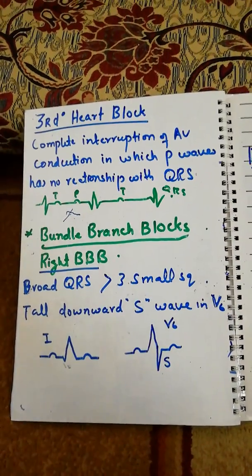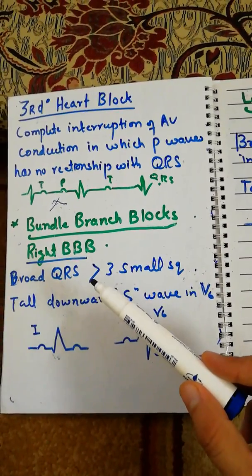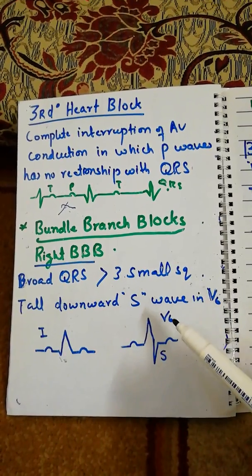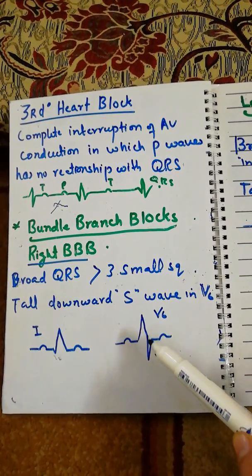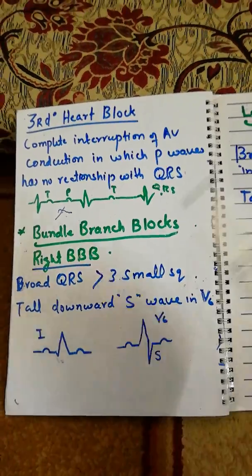So in case of right bundle branch block, what will happen? The QRS complex will be broader than 3 small squares, and there will be a tall downward S wave in the V6 lead. As you can see, this tall downward wave in the V6 lead and the broader QRS.